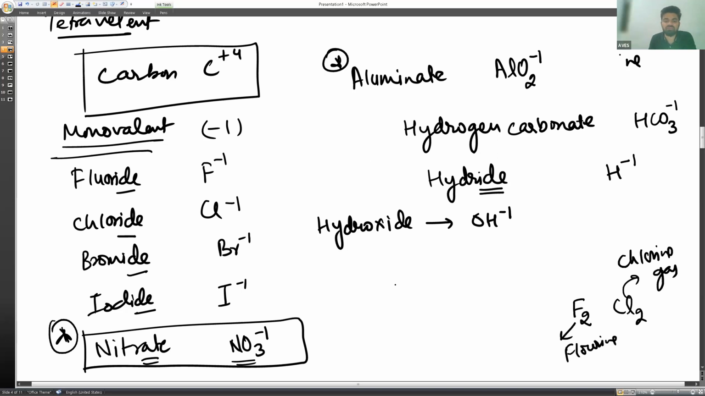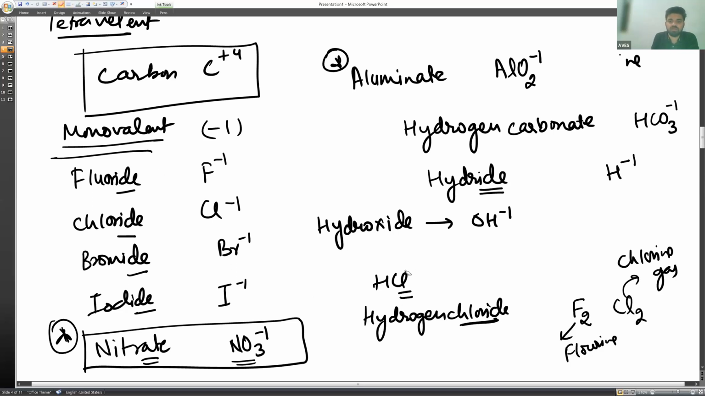But when it is written in a compound like HCl, it will be chloride, not chlorine. It will be hydrogen chloride, with the ending -ide. Got it? Yes or no? If it is written this way, hydrogen chloride. If it is written only as gas, it is Cl2, F2. Okay, like this way. Note it down.